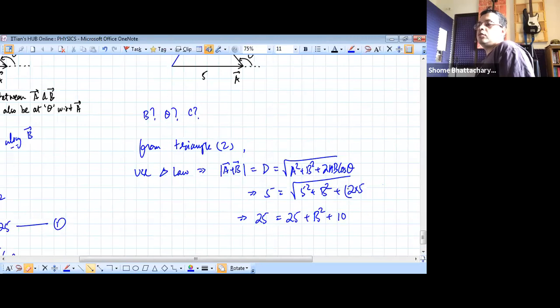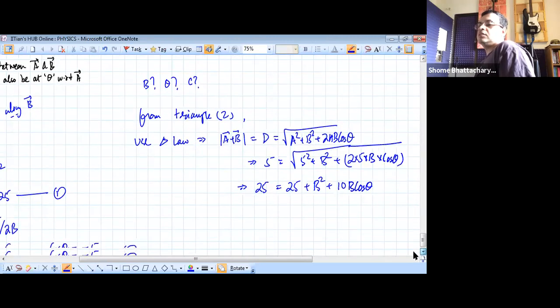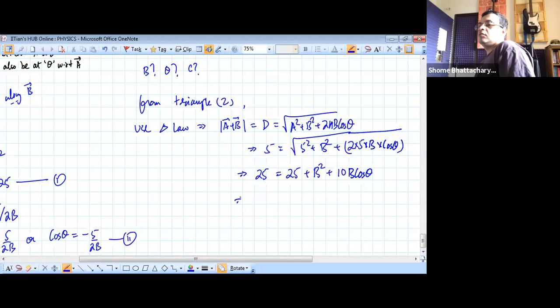2 into a, which was 5, into b into cos theta. Okay. So plus 10b cos theta. So square of the left hand side is equal to square of the right hand side. So finally this is giving me the equation that b square plus 10b cos theta is equal to 0. Or I can take b common outside, and b plus 10 cos theta should be equal to 0. So this is my third equation.